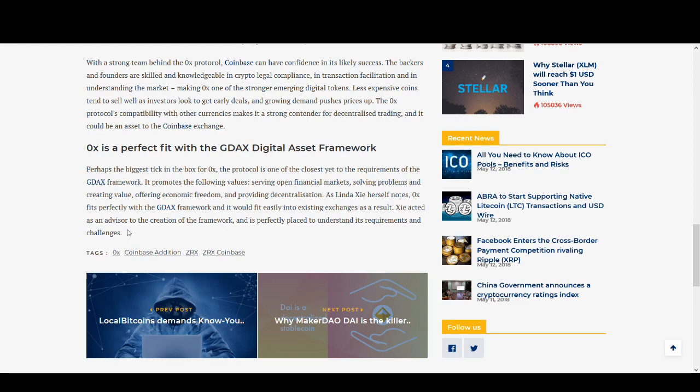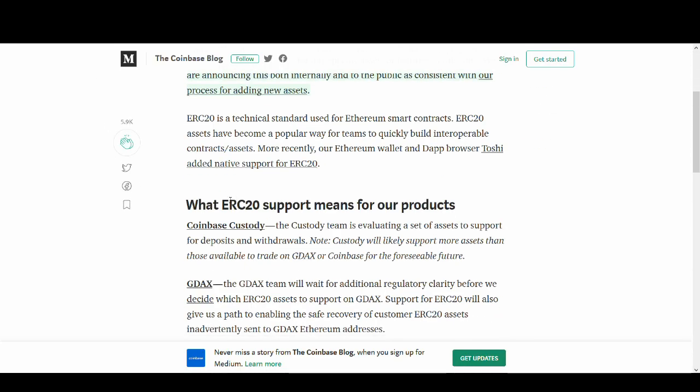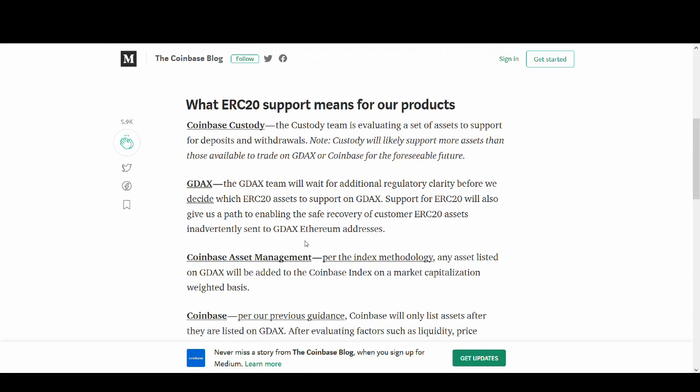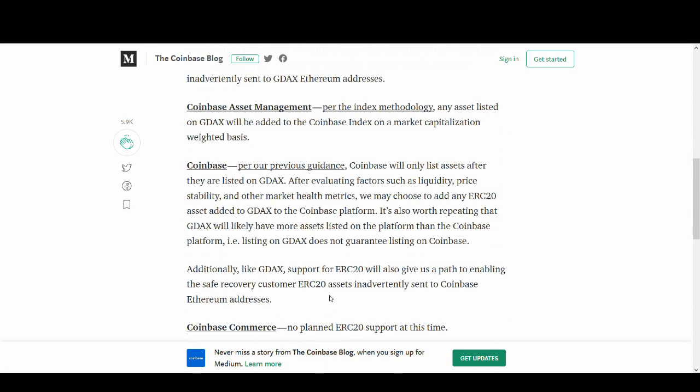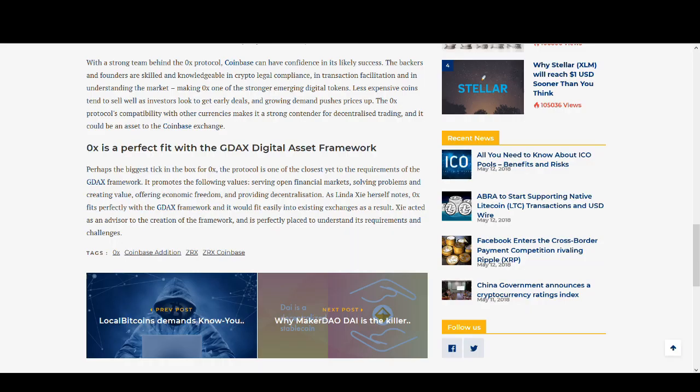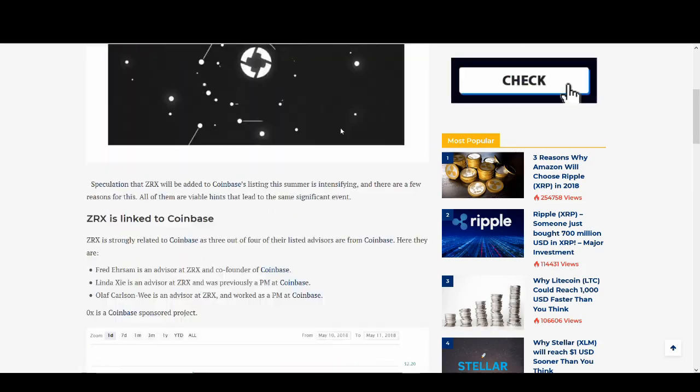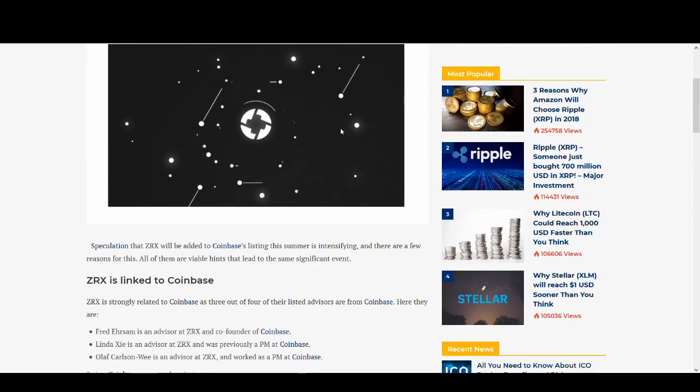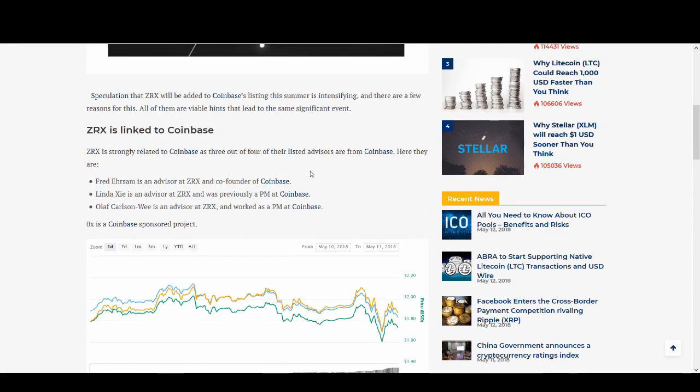One thing I'd like to say is, guys, Coinbase and GDAX are different, and Coinbase have said they might be adding coins to GDAX and might not be adding coins to Coinbase, so that's something to keep in mind. So 0x could be added to GDAX and not Coinbase, or it could be the other way around. People just think Coinbase, they do not think about GDAX. GDAX is the exchange where you could do a bit more than just on Coinbase. Coinbase is a lot more user friendly and for beginners.